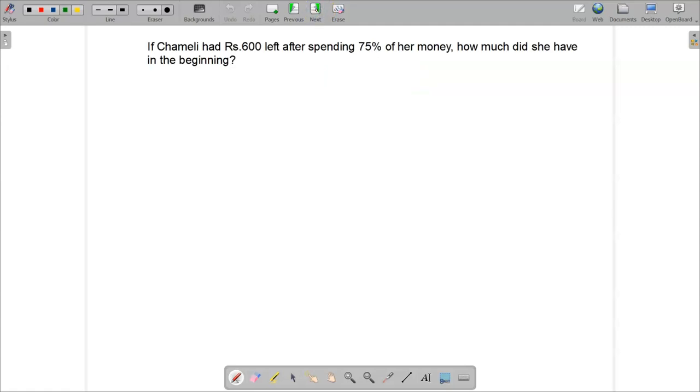The question is, if Chameli had rupees 600 left after spending 75% of her money, how much did she have in the beginning? Actually, some amount she is earning regularly, so that she will have the total money in the beginning. I don't know what it is, so let me have it as X.